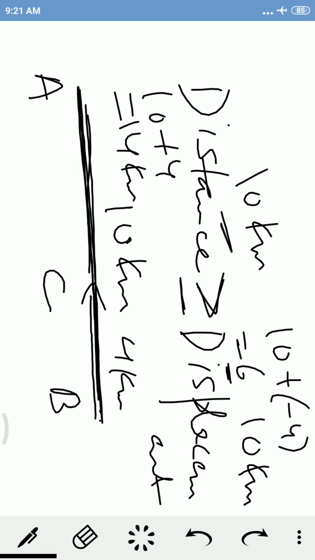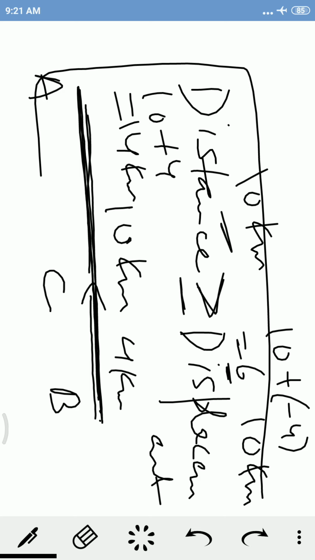Understood? So in this way we can differentiate between distance and displacement. Now in the next video we'll discuss uniform motion and non-uniform motion.